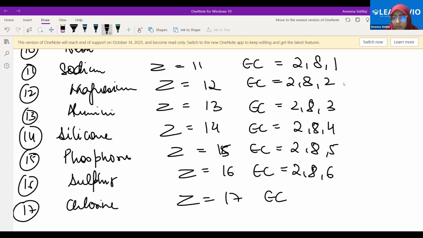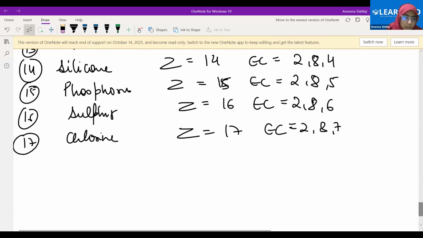So electronic configuration will be, go ahead. EC equal to 2, 8, then comma 7. Good. Excellent. The next one, argon.